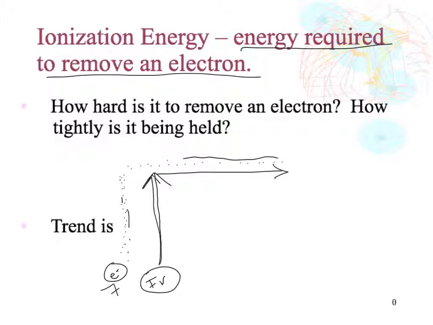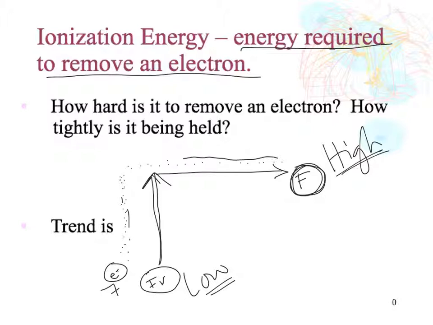And what's happening over here with fluorine is you have only 2 energy levels, and they are actually being held very tightly. Only 2 energy levels, a fair amount of protons. These are being held so tightly. So this has a super high ionization energy. This has a super low ionization energy. This is like taking candy from a baby. Over here, you are not getting that electron. Fluorine doesn't give up electrons.